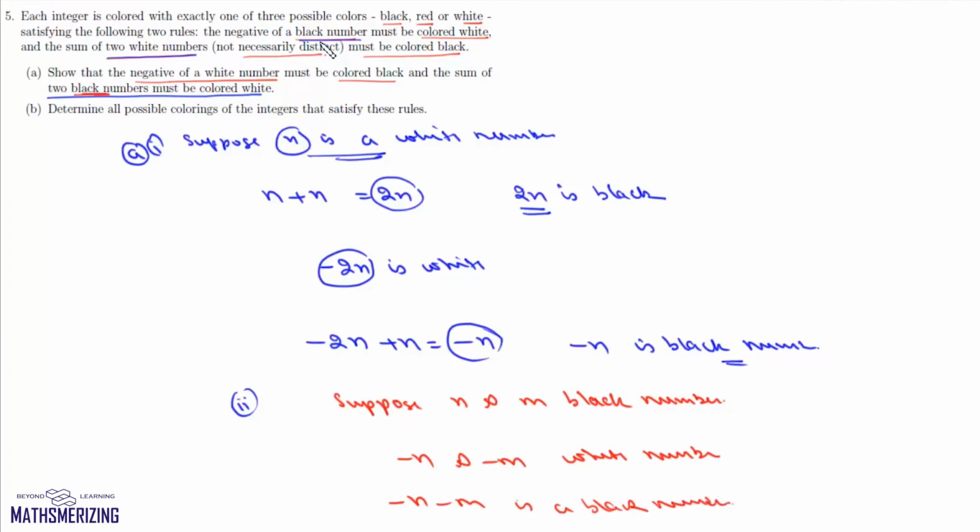Now in the question again it says negative of black number must be a white number. So if minus n minus m is a black number, then we can say n plus m is a white number. So if n and m are black numbers, then n plus m is a white number, and that's our second part, which is sum of two black numbers must be colored white.